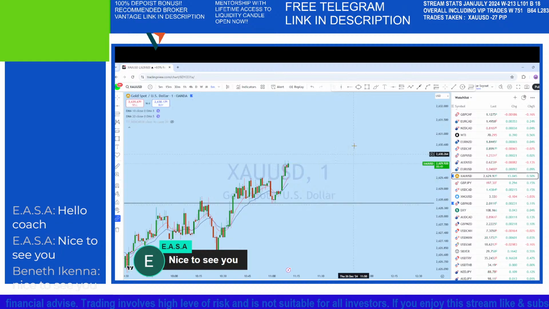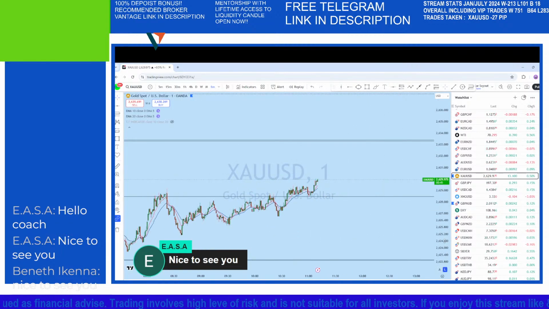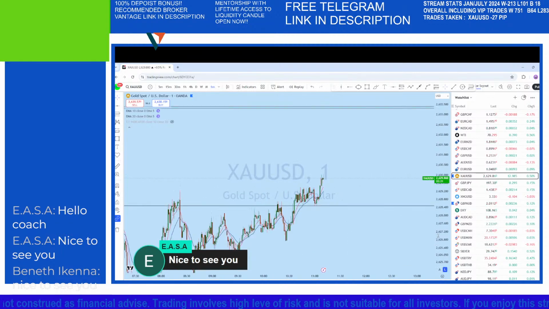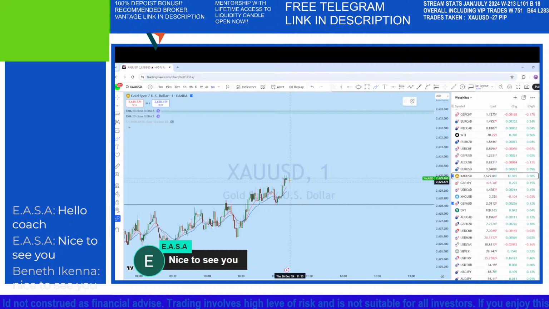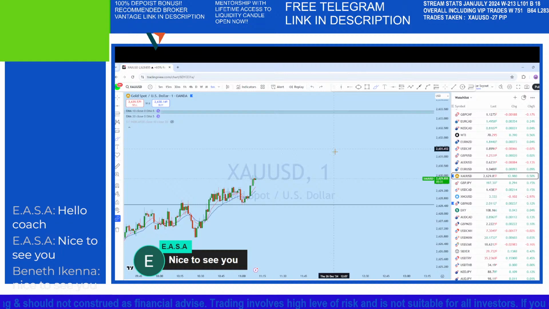So around 16 pip, very few pip on the lower time frame. And so if we look at this level, there is a probability that the market comes here, drops to the support, and then bounces back here to the resistance.